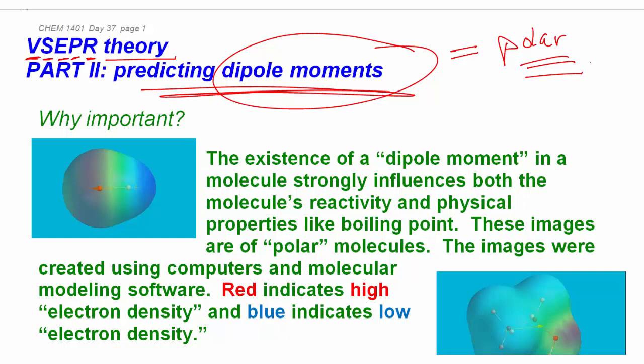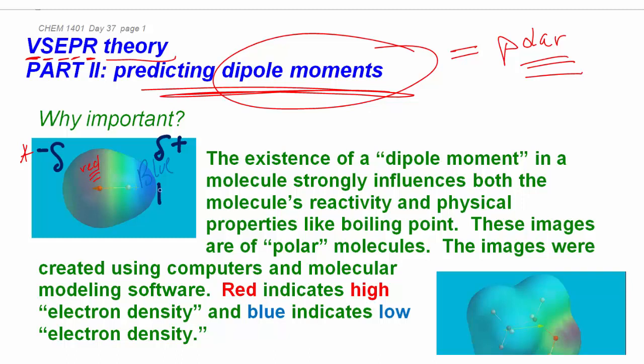These are some fancy computer-generated graphics of molecules. Notice in this red region, that's where the electrons are hanging out much more often. The blue region is where the electrons are not hanging out that often. So our convention is to write a partial negative on this end and a partial positive on that end of the molecule. We're going to see today that we're also going to call this a dipole moment.